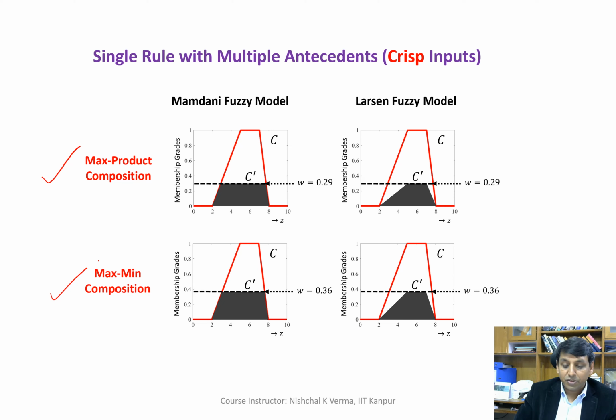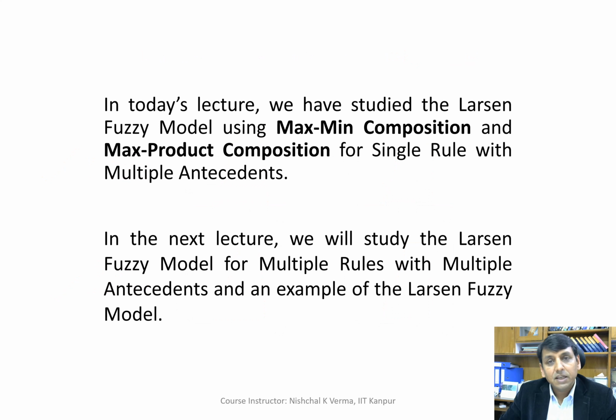In today's lecture, we have discussed the Larsen fuzzy model using max min composition and max product composition for a single rule with multiple antecedents. With this, I would like to stop here, and in the next lecture, we will discuss the Larsen fuzzy model for multiple rules with multiple antecedents, and we'll discuss an example also on the Larsen fuzzy model.